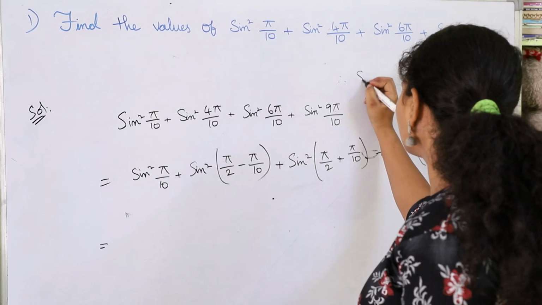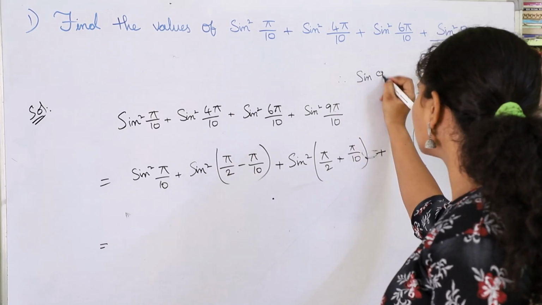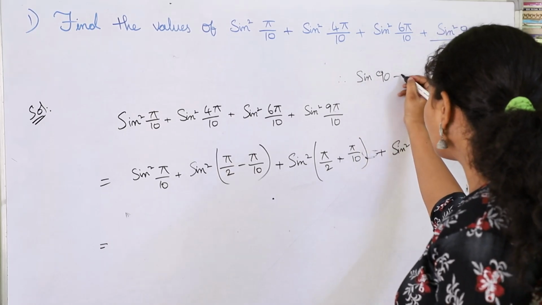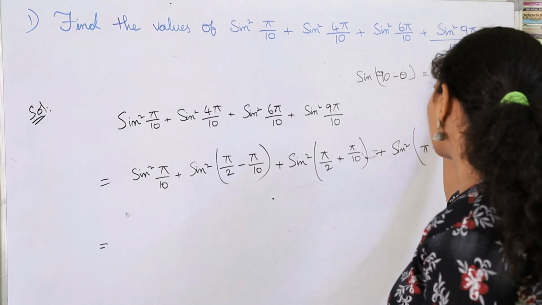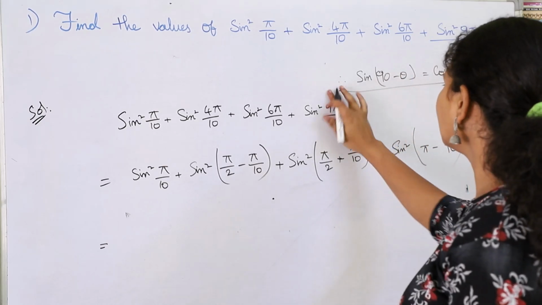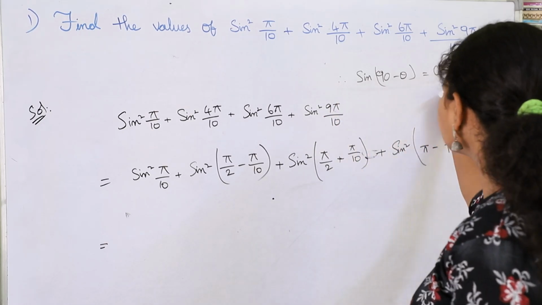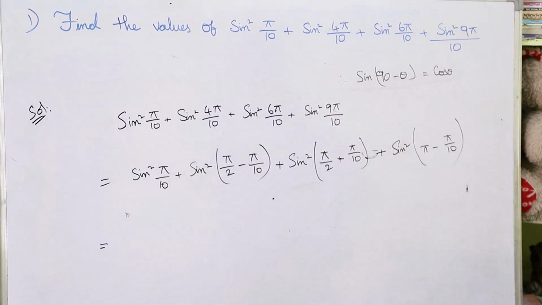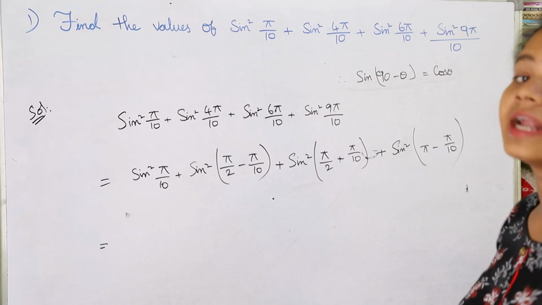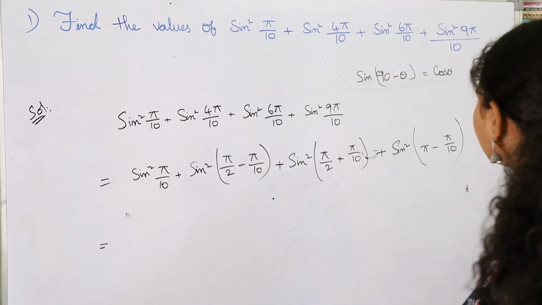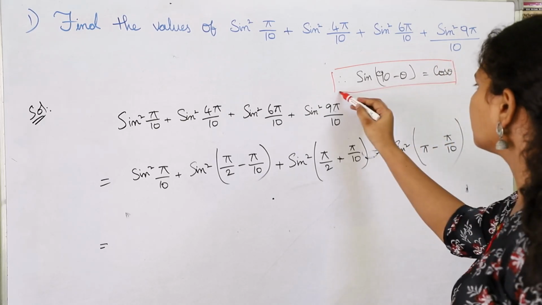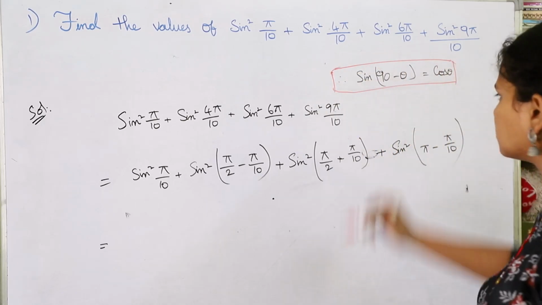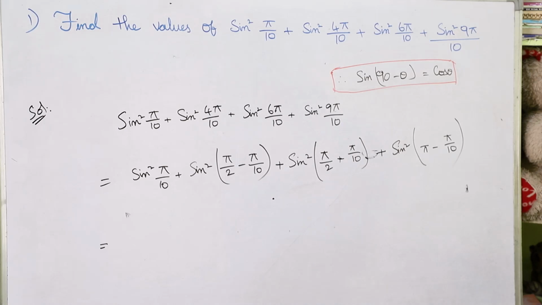So guys, what's the value for sine 90 minus theta? Just check yourself. Very good, cos theta. Super. Sine 90 minus theta equals cos theta. Cos 90 minus theta equals sin theta. Tan 90 minus theta equals cot theta. We know this, right? These are the trigonometric ratio values. Cot 90 minus theta is tan theta, and secant 90 minus theta equals cosecant theta.